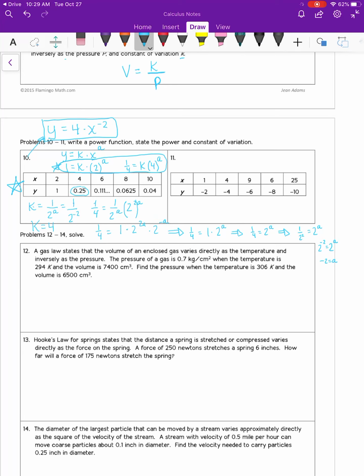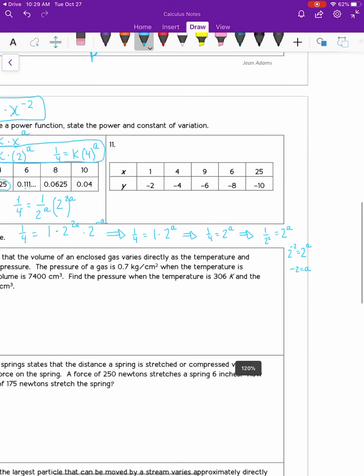If I put any of these in, if I put 1 in, or if I put 2 in, I get 1. If I put 4 in, I get 1/4. If I put 6 in, that's going to give me 1/9. Let's put it in our calculator and make sure. 1 divided by 9. Yep, sure is. So all of these work now.